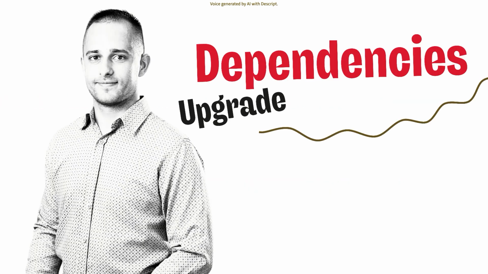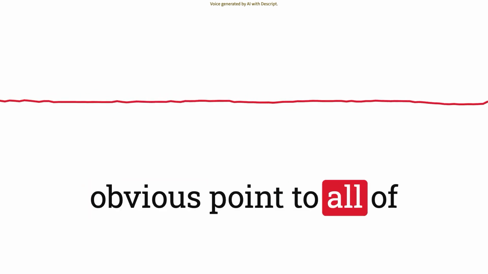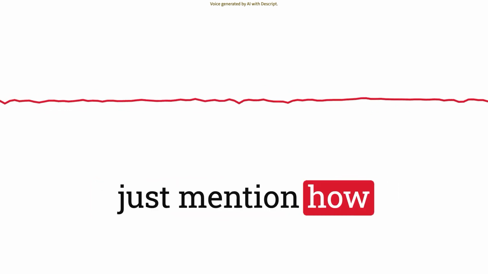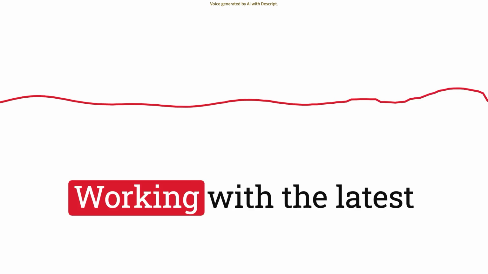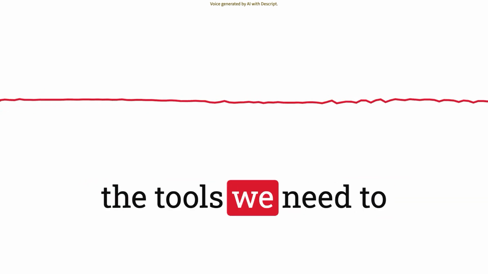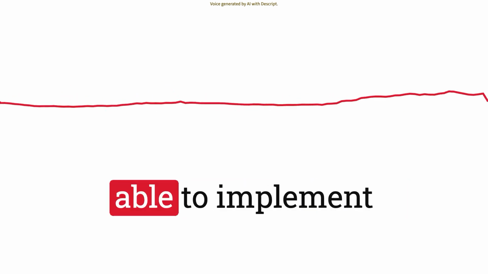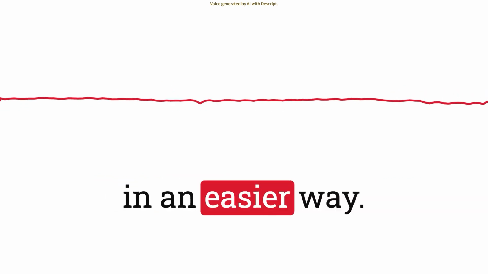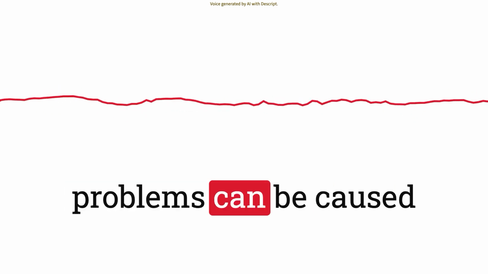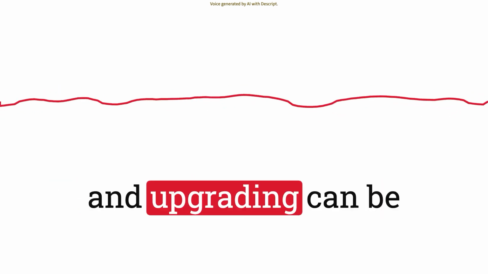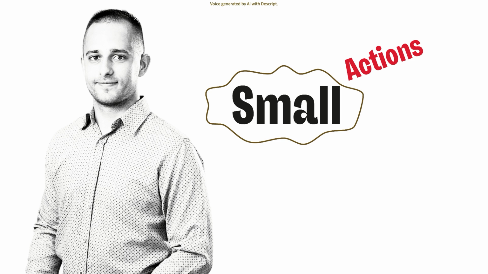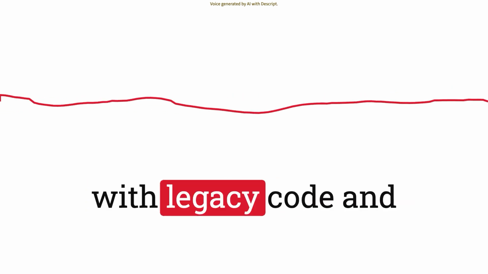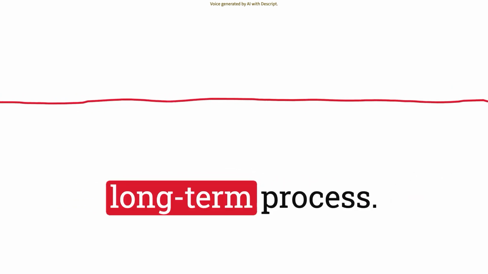Upgrade dependencies. This is probably an obvious point to all of us, but I feel I should just mention how important it is to try to update all dependencies as much as possible. Working with the latest libraries can give us the tools we need to transform legacy code. With high probability, we will also be able to implement new functionalities in an easier way. Even some bugs and problems can be caused by old dependencies, and upgrading can be the fastest solution to our defects.